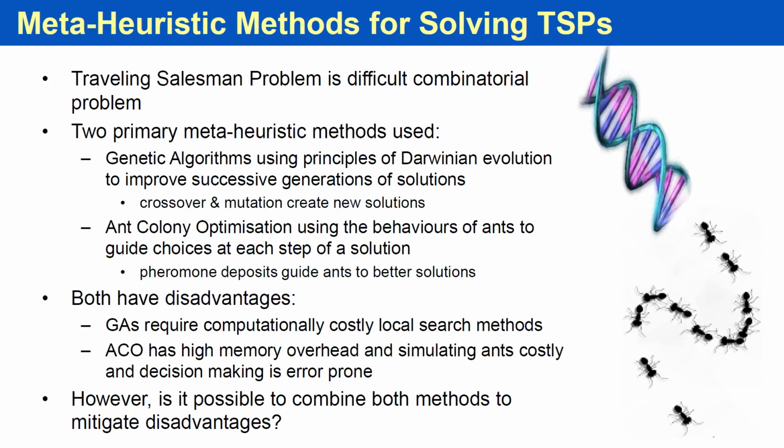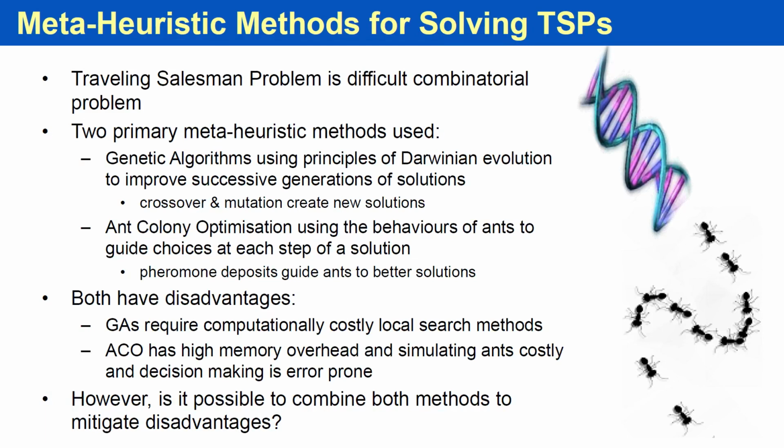Genetic algorithms, which use the principles of Darwinian evolution and crossover and mutation to generate new solutions, to successfully improve solutions towards optimal solutions, and Ant Colony Optimisation, which uses the behaviours of ants to guide choices at each step of the solution using pheromone. Pheromone deposits on edges between cities guide ants to making better solutions, and the amount of pheromone they deposit as they traverse a solution is dependent on the quality of the solution they have.